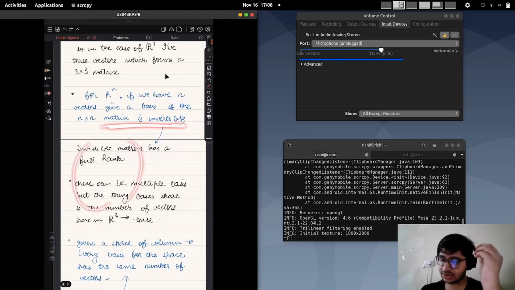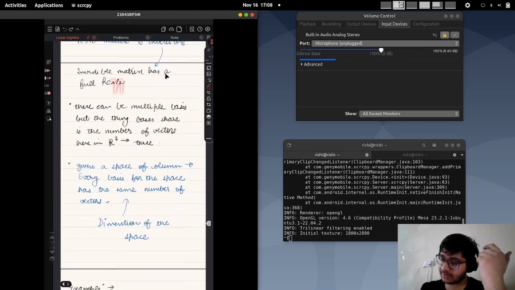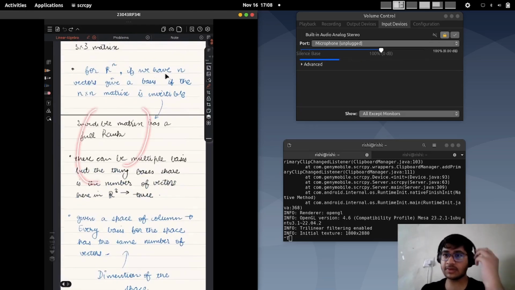For a matrix to be invertible, it should be a square matrix, so it should be n cross n. That is the condition essentially. And because it is invertible, the determinant should not be 0, so there should not be any linear combination giving 0. The determinant should not be 0, which defines whether it is invertible or not.